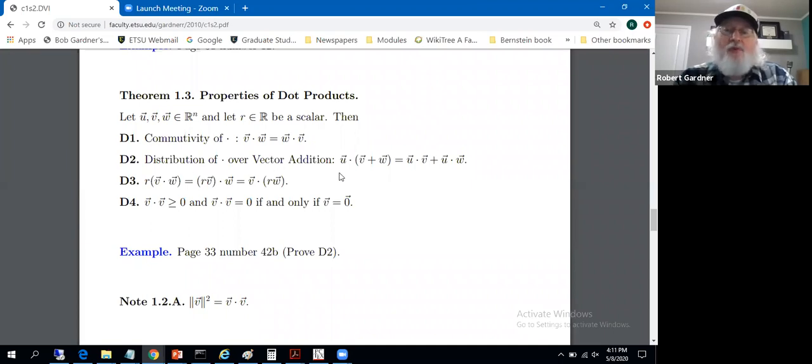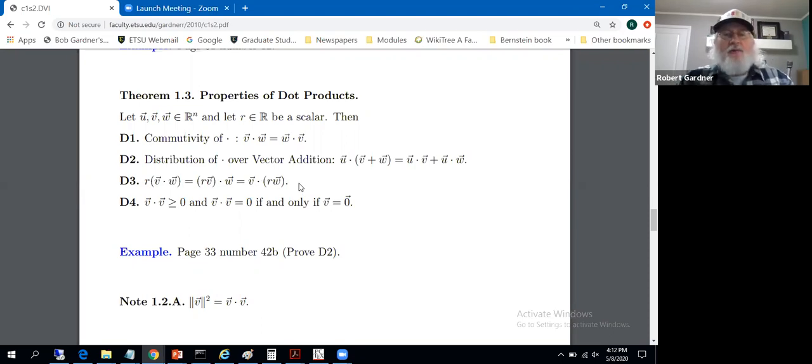We've got a distribution property. If we take u dot the vector sum v plus w, we can distribute. You had to have two operations for it to be called distribution. You still got two operations: vector addition and the dot product. And this says that the dot product distributes over vector addition in this sense. If we have scalar r times a dot product, we could put that r onto vector v or put that r onto vector w. Each of these three quantities will be the same.